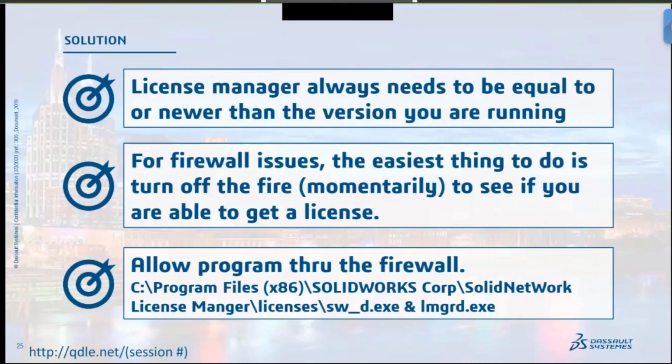If we disable that and you're able to get a license, then we know for sure that it is the firewall, and we have to go in and open up some ports and allow some exceptions through the firewall. Most often, we go into allow programs through the firewall, and we go into the installation directory, find the SW_D and the LMGRD executable files, and allow those through the firewall.